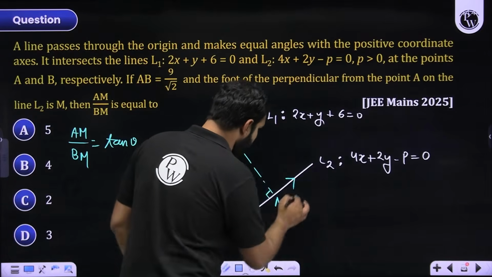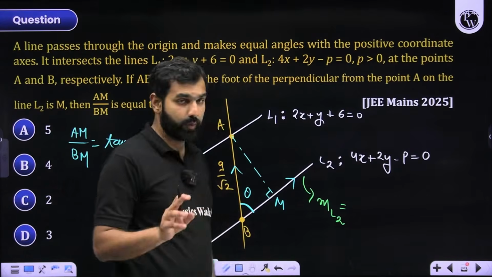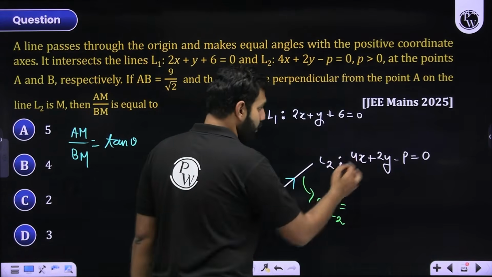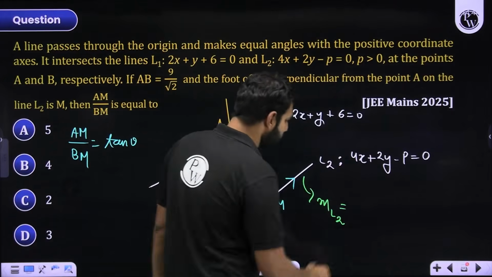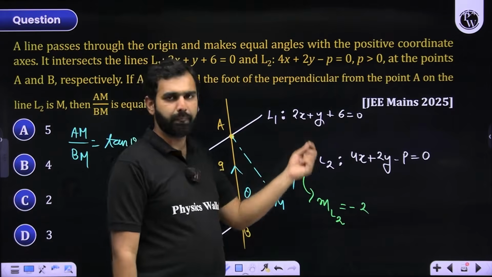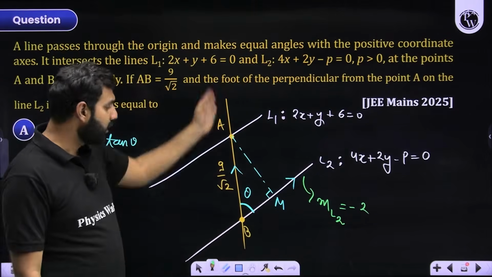I think the slope of line L2 is given by, I hope you remember, the negative of A upon B, which is negative of 4 by 2, which is minus 2. So the slope of line 2 is minus 2. The same slope will be held by L1 as well, because they are parallel. They should have the same slope. Can I say something about this line?